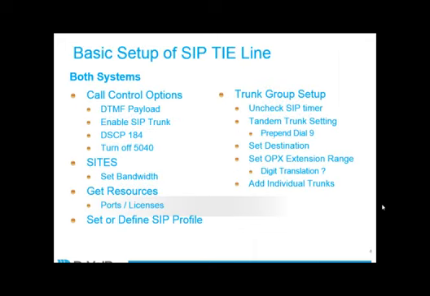So the basic setup of the SIP tie line, and you're going to do this on both of the systems. We need to log into the ShoreTel Shoreware Director, go to Call Control Options, and define things like the DTMF payload, and enable the SIP trunks, and set up our differentiated service control points.